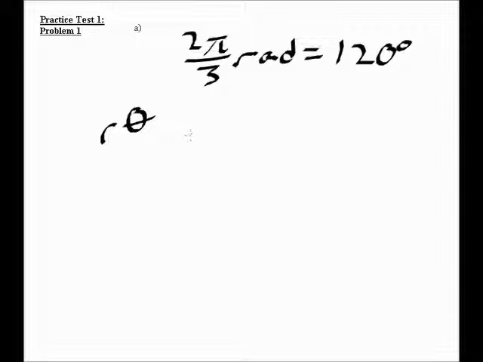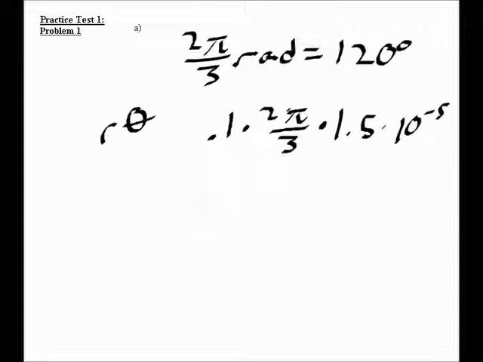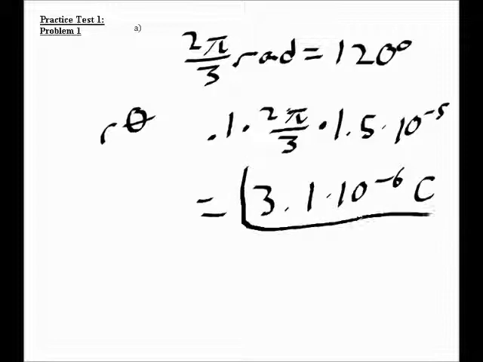So to find the arc length, or the linear length of the rod, you would multiply 0.1 times 2 pi over 3. And then finally multiply it by the linear charge density, which is given as 1.5 times 10 to the negative 5. And from this you get 3.1 times 10 to the negative 6 coulombs. And that's your final answer for part A.